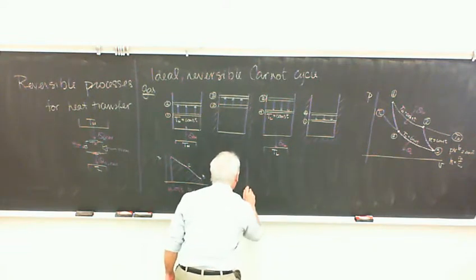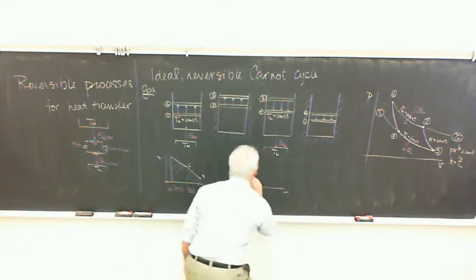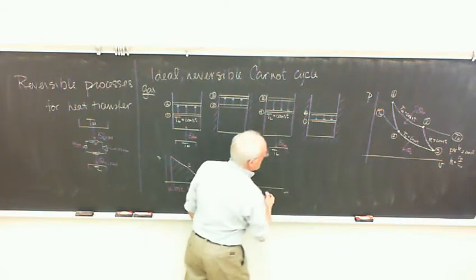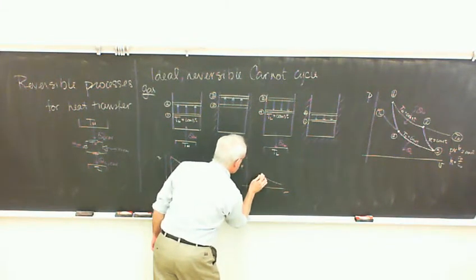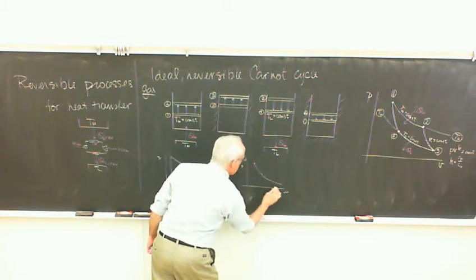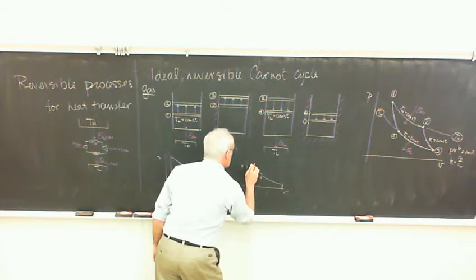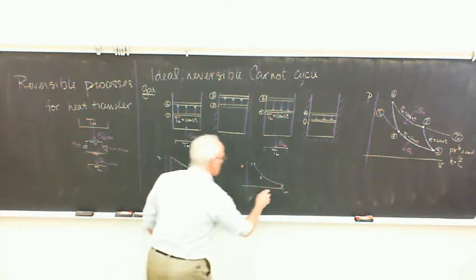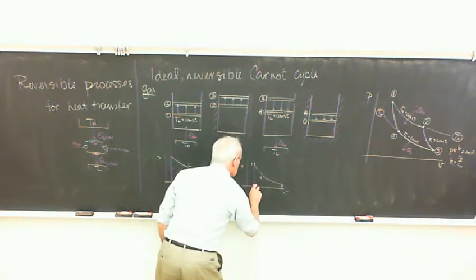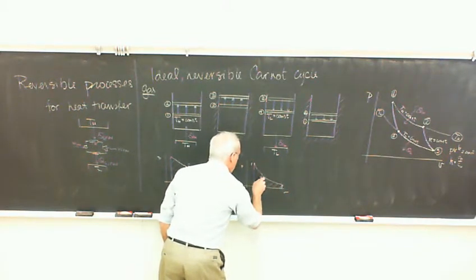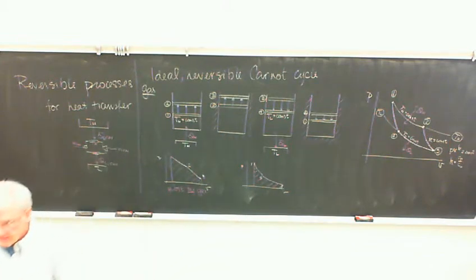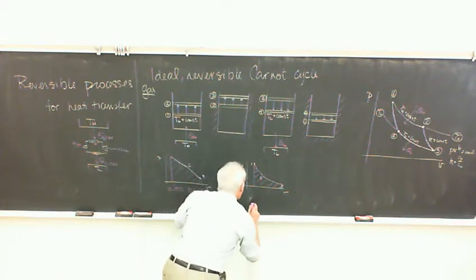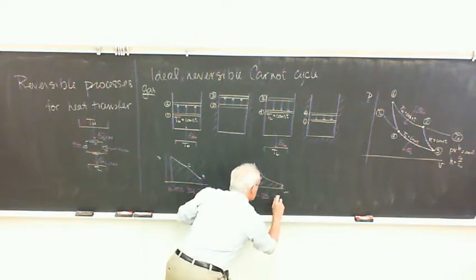The other part of the cycle on the PV diagram is our little bit of coming back from 3 to 4 to 1. And this area under the process is negative, which means that's work done on the system by the atmosphere. So that's the work on the gas.